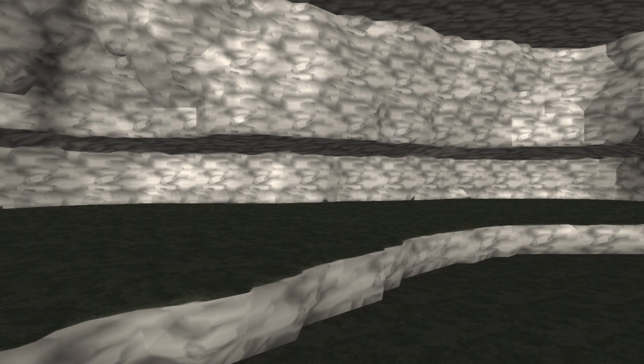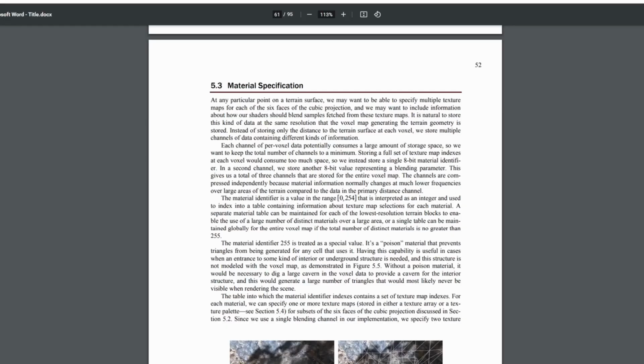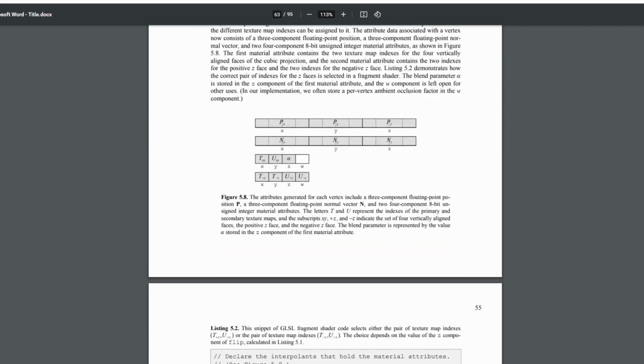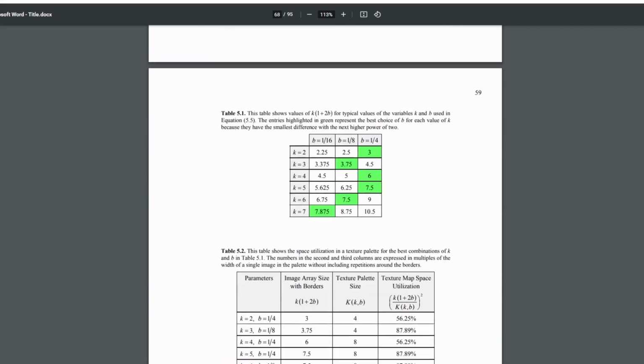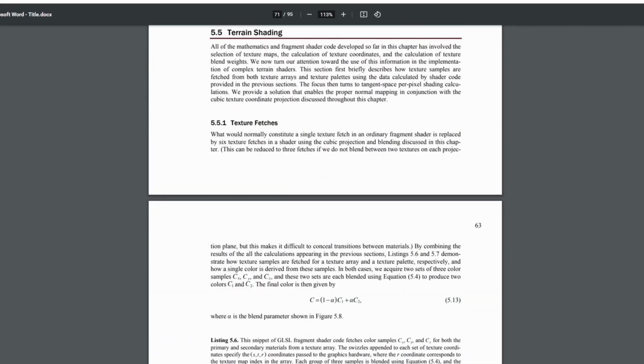I would briefly like to mention that I will not be going over the material specification and resulting material sections of the paper.